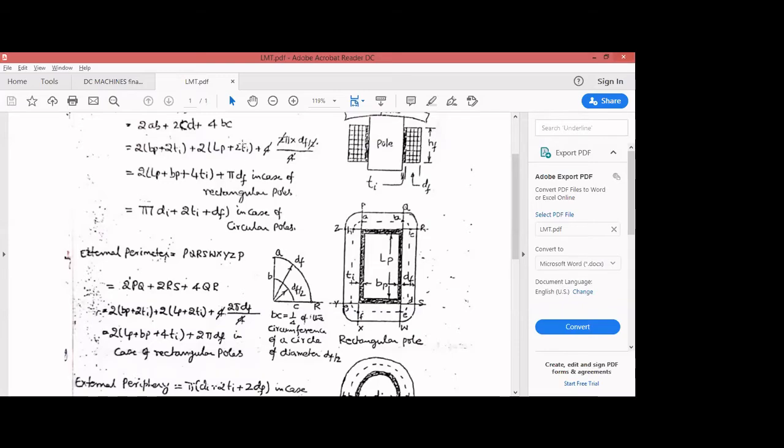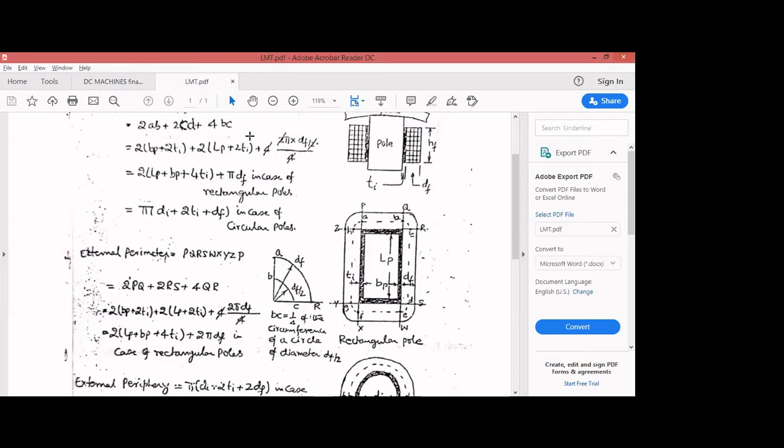This is BC. BC is nothing but an arc. If you take BC 4 times, it becomes a circle, so this corresponds to a quarter of a circle. If you have a full circle, the circumference is pi d or 2 pi r. If you have a half circle, the circumference is pi d by 2 or 2 pi r by 2. If you have a quarter circle, it is pi d by 4 or 2 pi r divided by 4.